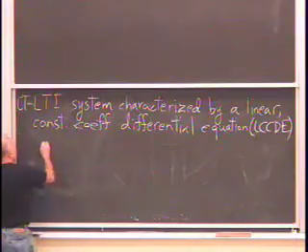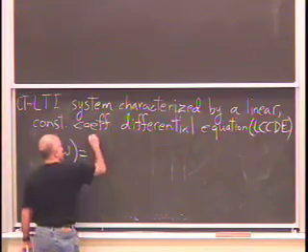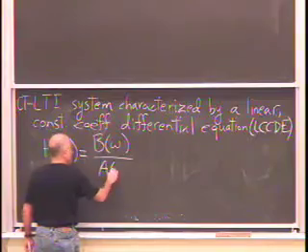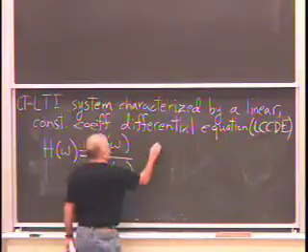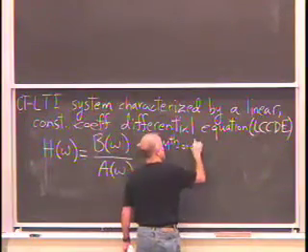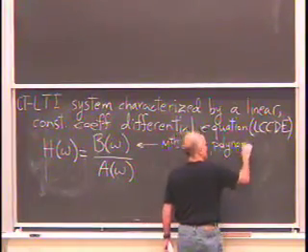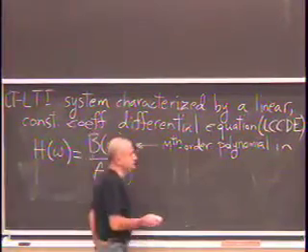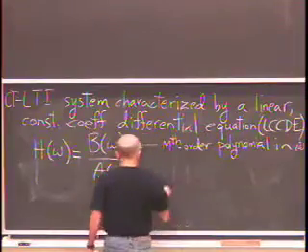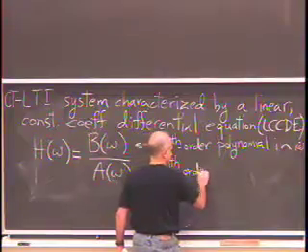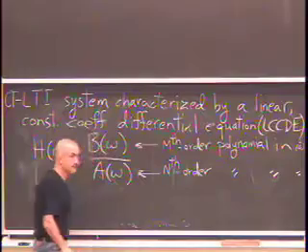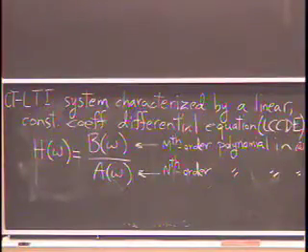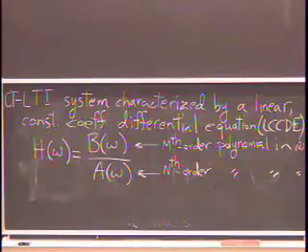So H of omega will be a polynomial B over a polynomial A. This will be in general an nth order polynomial in I omega, and this will be an nth order polynomial in I omega. In this case, the numerator is a zeroth order polynomial in I omega. There's only a constant term. And the denominator is a first order polynomial in I omega. So always keep the I omegas together. I and omega, keep it together when you're writing these expressions.